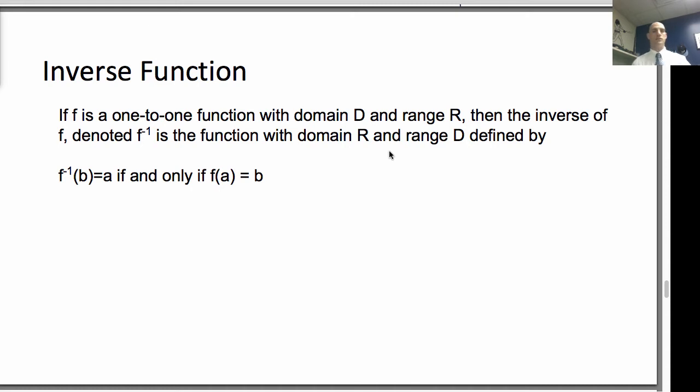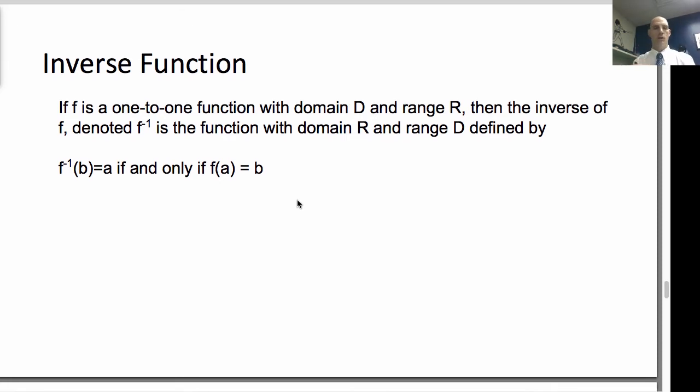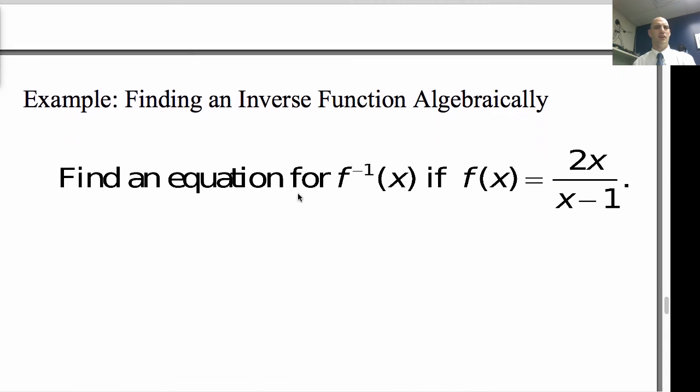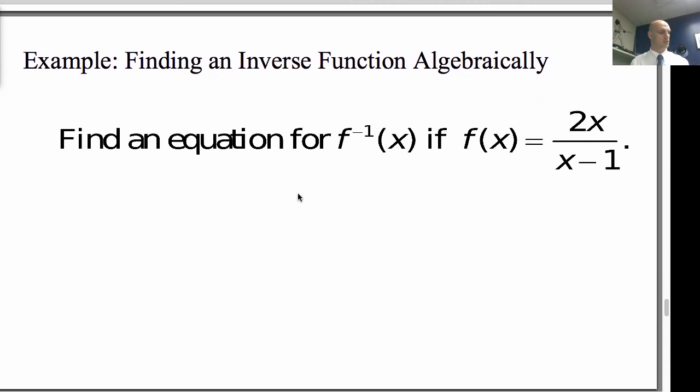If f is a one-to-one function with domain D and range R, the inverse of f, denoted f minus 1, so inverse, is the function with domain R and range D defined by f inverse of b is equal to a if and only if f of a is equal to b. Okay, well, what does this mean? It means that if I have the domain and I stick it in and I get a range R, for the inverse, if it's one-to-one, I can switch them. So in the inverse, if I put in the range into the inverse, I should get all of the domain. Well, you're like, Mr. Seris, I don't really understand this. Let's look at an example and see how this works.